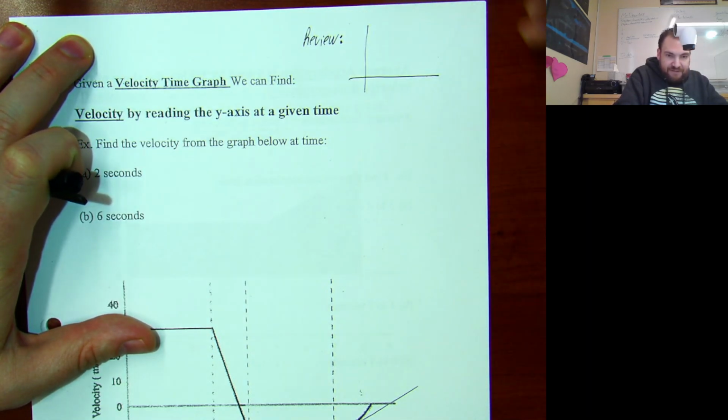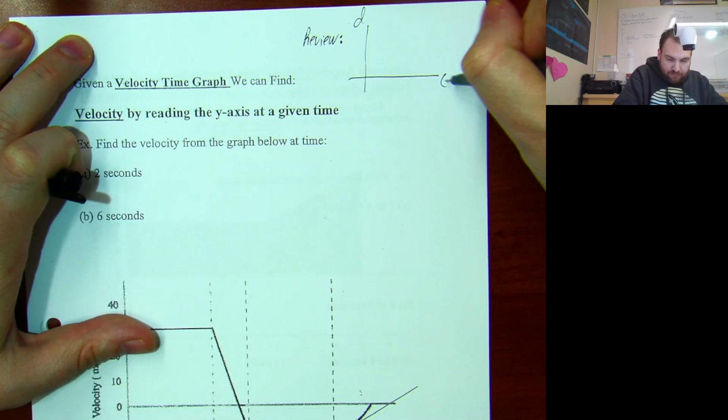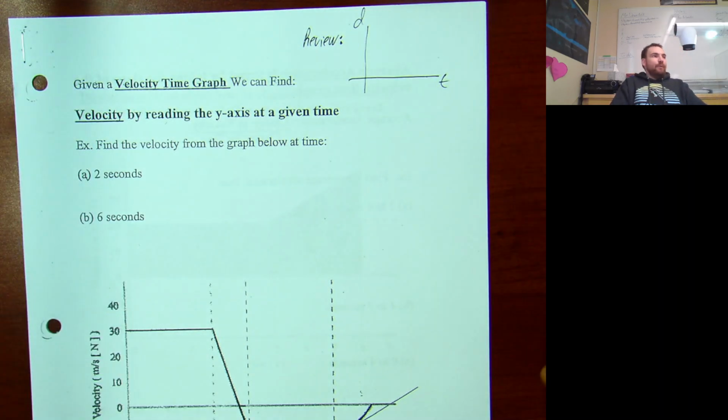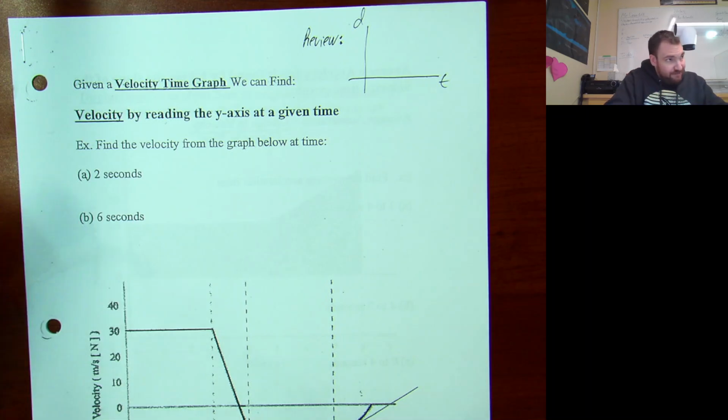For the dt graphs, the main thing that we pulled off a displacement time graph was what? There was one big relationship that we pulled off that graph. What was the one big thing we were able to use our dt graphs to do? I'll ask it a slightly different way. We figured out the slope, and once we figured out the slope, what did that give us?